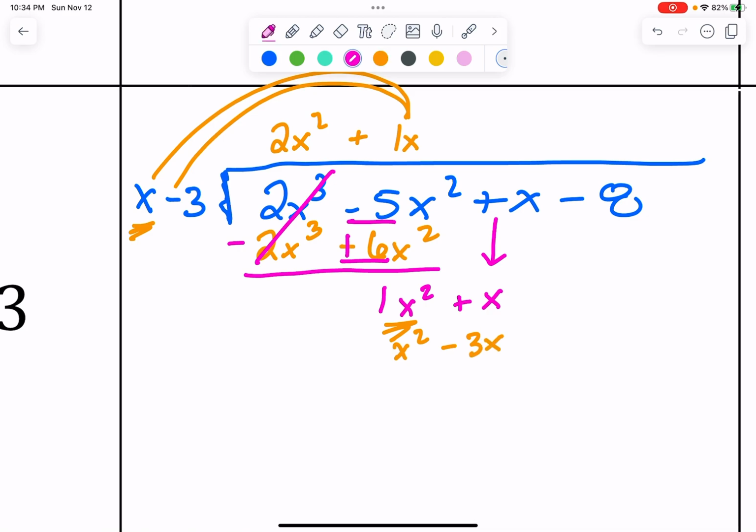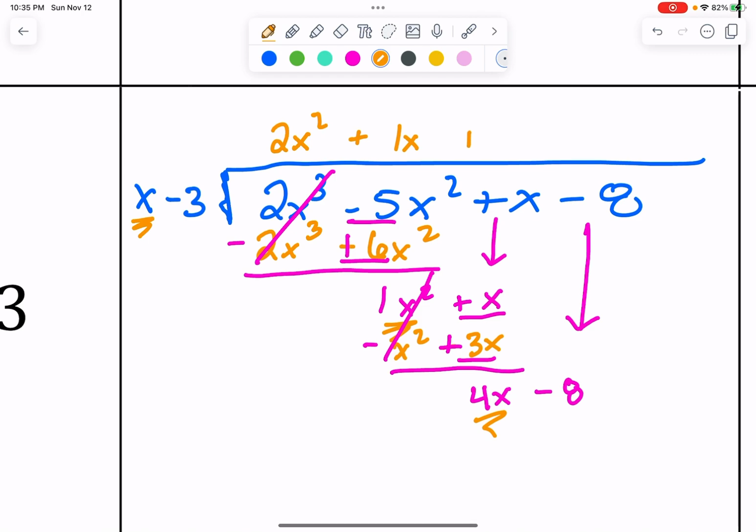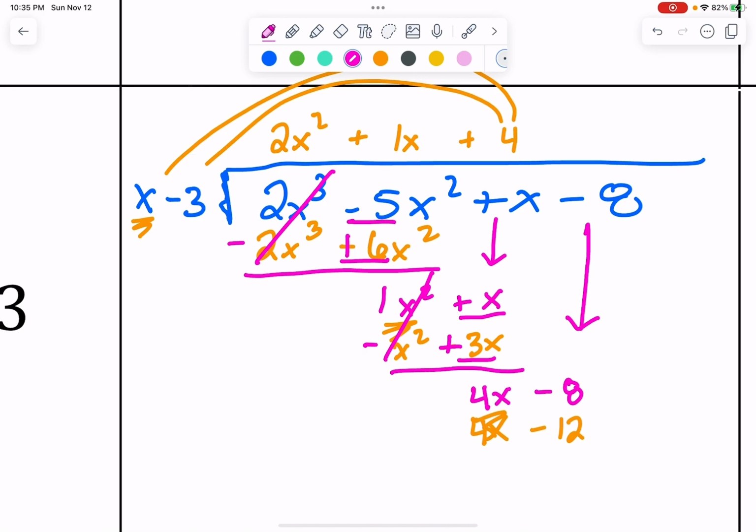Then I flip the signs again. So this becomes minus, this becomes plus, and I cancel. And then we say positive x plus 3x is 4x, and then I drop my 8 down, so minus 8. Okay, and then I do this step again. So I'm on my last time. What do you take times x to get 4x? We need a positive 4, and then 4 times x is 4x, and 4 times negative 3 is negative 12. Okay, then I flip my signs again.